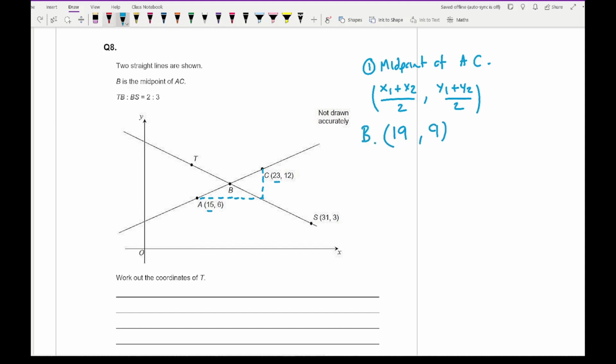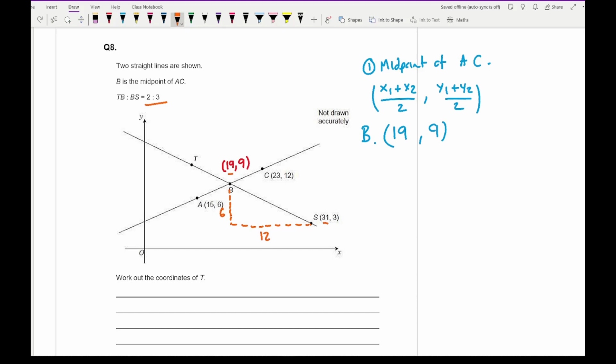Now in terms of the next one, so let me just write this coordinate down. So we've got 19, 9. Now if I just get rid of all this dash here, now to work out T, we know it's in the ratio of 2 to 3. So TB, which is this point here, so if I can then work out the difference between the vertical and the horizontal between B and S, we know that the difference in the X is going to be 12. And we know the difference vertically is the difference between 9 and 3, which is 6.